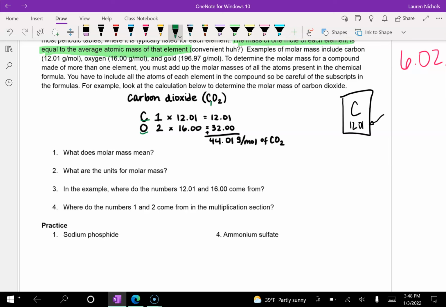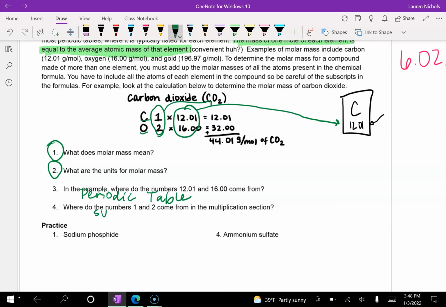So when we talk about what molar mass means, you should be able to get your answer for 1 and 2 from your paragraph. But when we look at number 3, where did the numbers 12.01 and 16.00 come from? These numbers come from the periodic table. And the numbers 1 and 2 come from our subscripts.